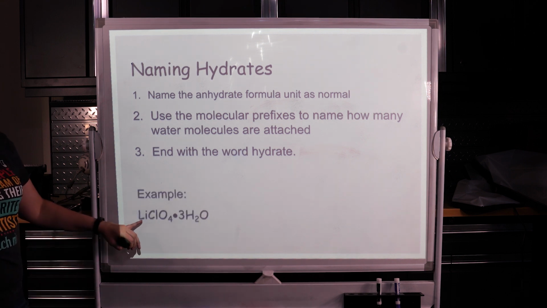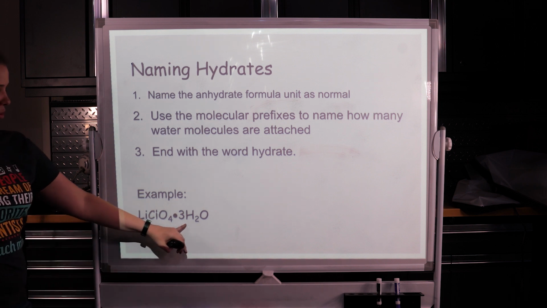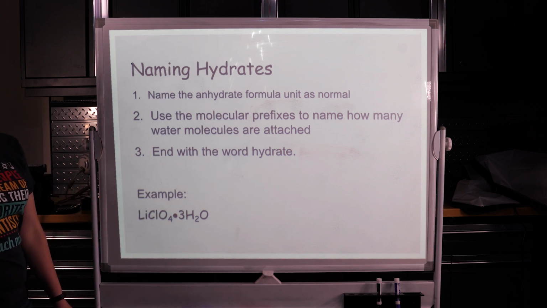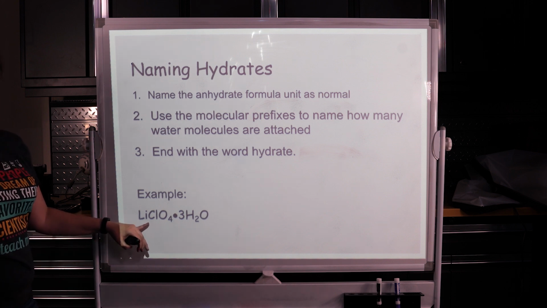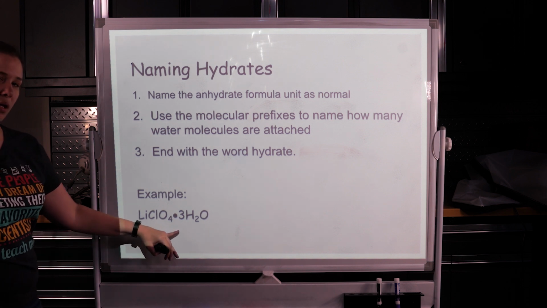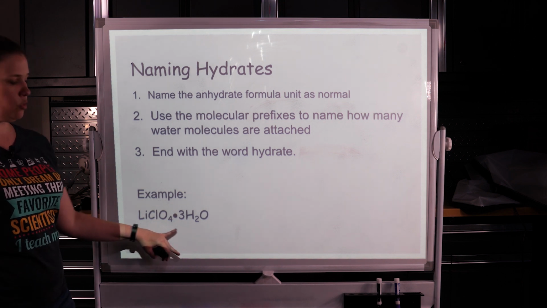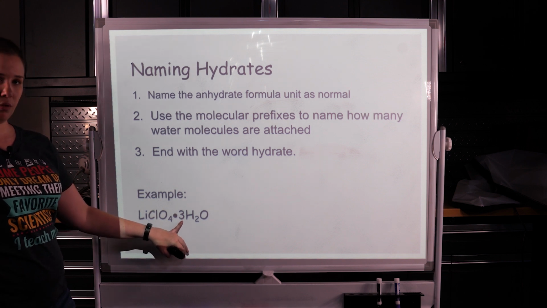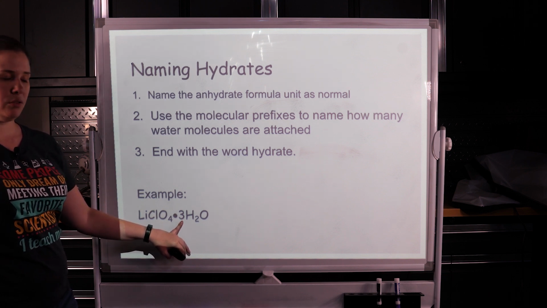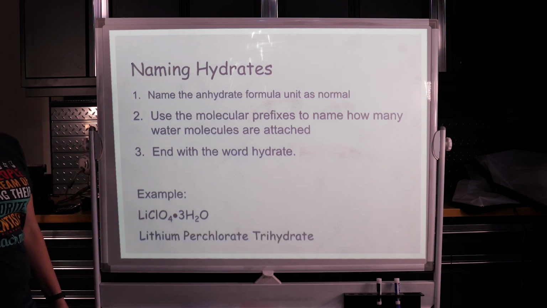So let's try LiClO4, careful with that 4, attached to 3 water molecules. What would we name this? Well, this is lithium, not chlorate, but 1 extra oxygen. So in this case, you use the per prefix. So this would be lithium perchlorate. And then what does the 3 prefix use? Tri. So it's trihydrate. Lithium perchlorate trihydrate.